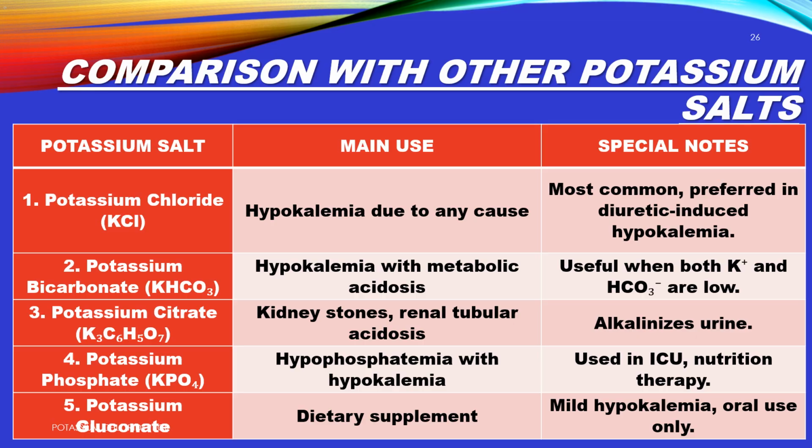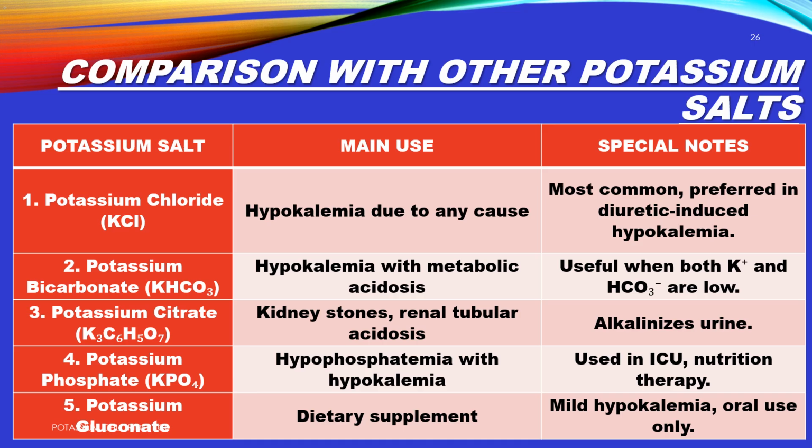1. Potassium chloride (KCl). This is the most commonly used potassium salt for treating hypokalemia due to any cause, particularly in cases caused by diuretics. 2. Potassium bicarbonate (KHCO3). This salt is especially useful in cases of hypokalemia accompanied by metabolic acidosis, as it helps replenish both potassium and bicarbonate levels.